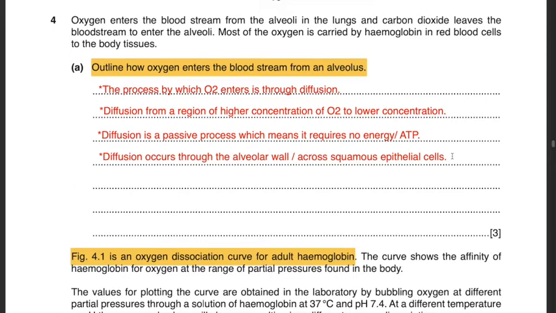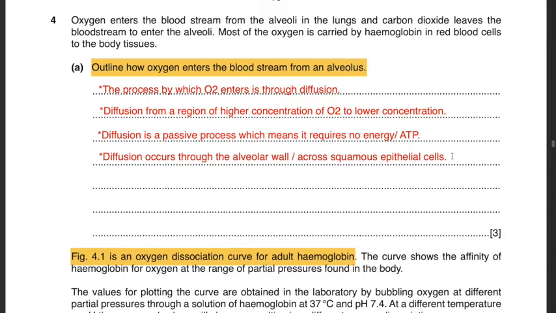Diffusion is from a region of higher concentration of oxygen to lower concentration. Diffusion is also a passive process, which means it requires no energy or ATP. Diffusion occurs through the alveolar wall or across the squamous epithelial cells that line the alveoli. Writing 3 of these given points would earn you 3 marks.